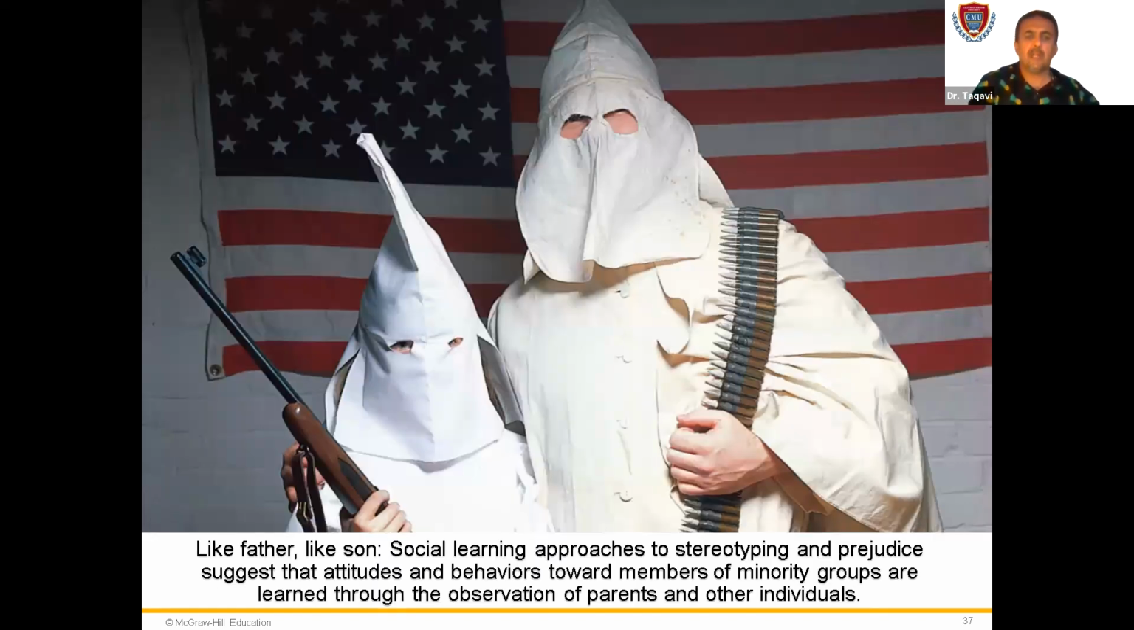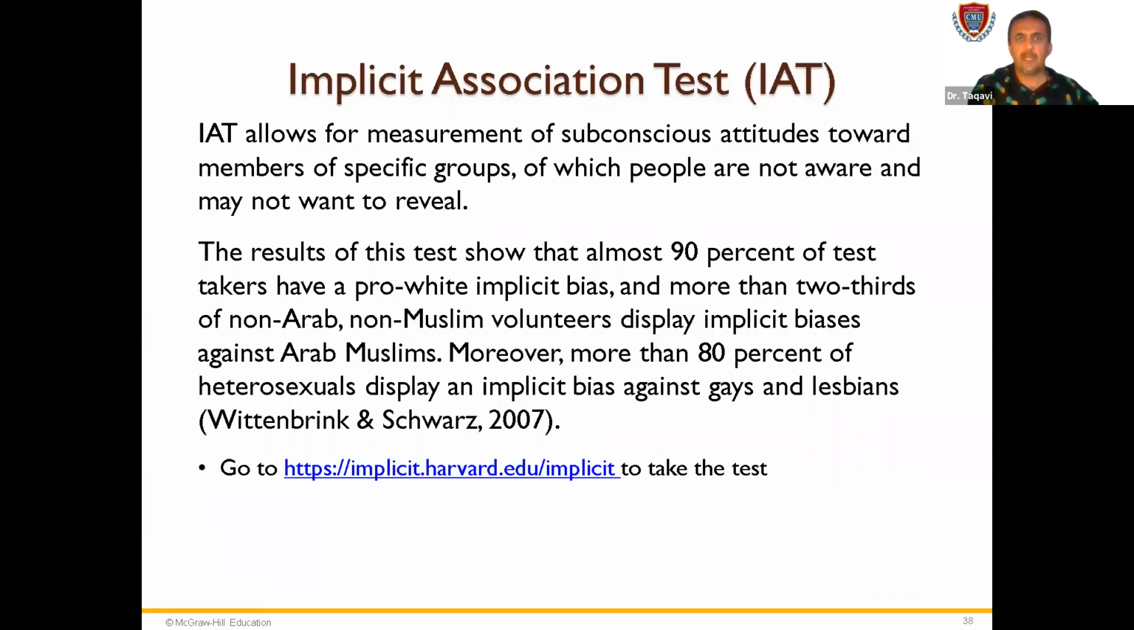You see here, like father, like son. Social learning approaches to stereotyping and prejudice suggest that attitudes and behavior toward members of a minority group are learned through the observation of parents and other individuals. We can see here, like father, like son. An implicit association test, or IAT, allows for measurement of subconscious, not completely unconscious, not completely conscious, attitudes toward members of a specific group, of which people are not aware and may not want to reveal.